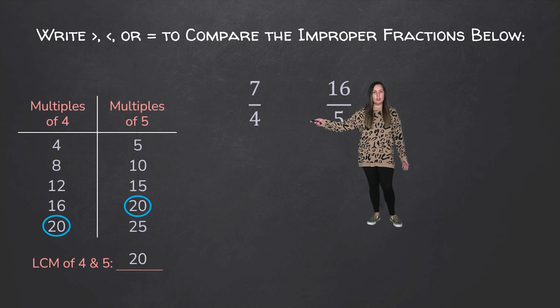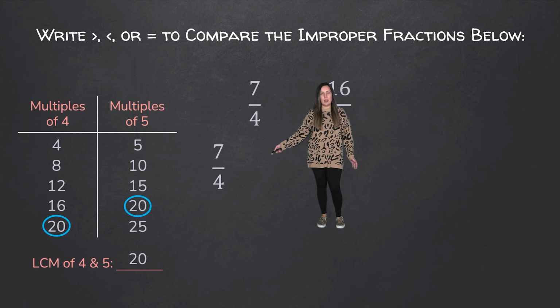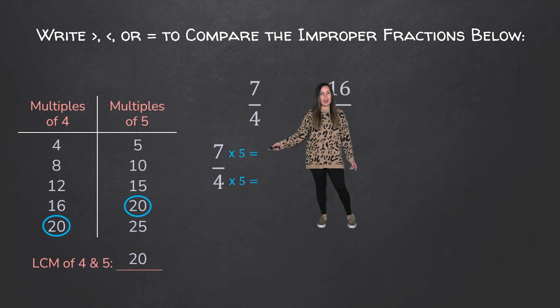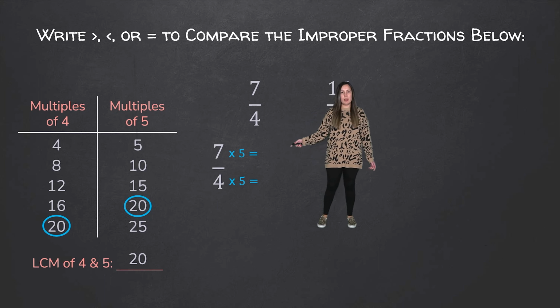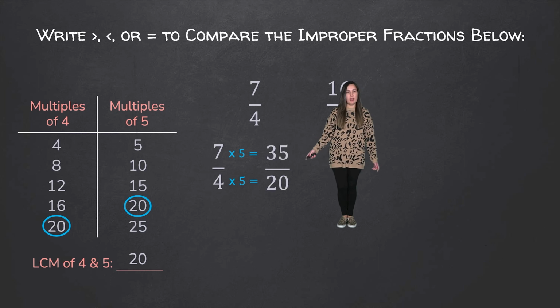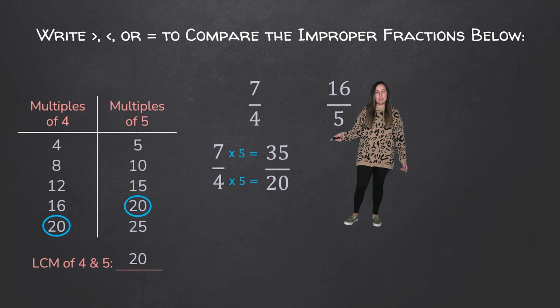So for 7 over 4, in order to get a denominator of 20, we have to go ahead and multiply 4 by 5. But whatever we do to the denominator, we have to do to the numerator as well. So we're also going to multiply 7 times 5. 7 times 5 is 35, and 4 times 5 is 20. So 7 over 4 is equivalent to 35 over 20.